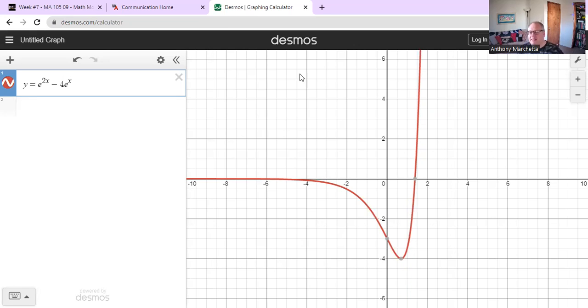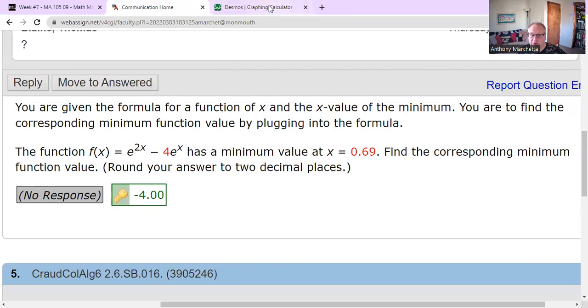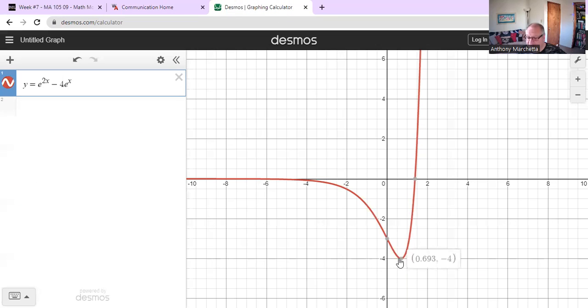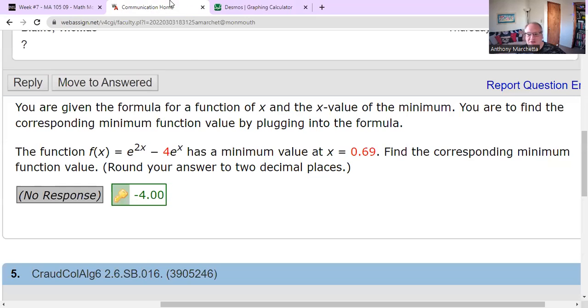Now the easiest way to do this, and it does tell you that the minimum, if you look, says the minimum is at 0.69. It looks like the minimum, look, there it is right there. And you can see the y value, of course, is -4 for that question. So what we would do for that is we type in -4. If you type in -4, it'll get it. If you type in 4.00, it'll also get it.